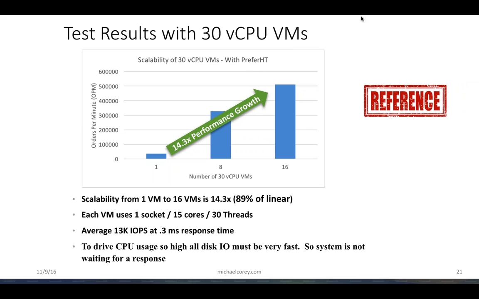The other thing you should walk away with is that to get this CPU usage so high, the I/O had to be incredibly fast, so the system was never waiting for a response. In other words, that was the importance of the flash array, right? So they could drive CPU way up.